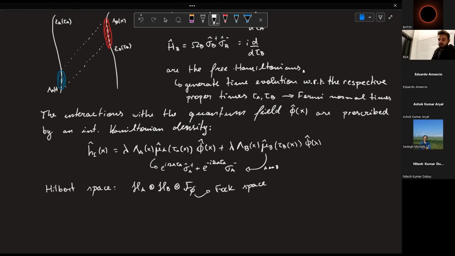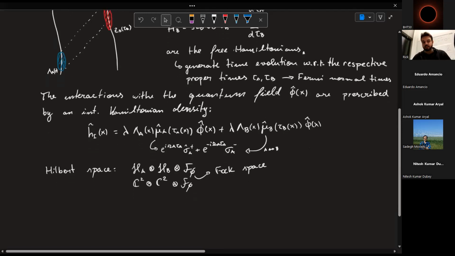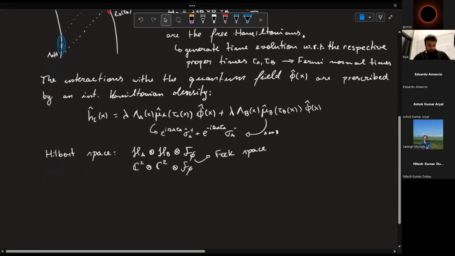But if you want to, just keep in mind where these things are defined. Basically there's always a tensor product here, right? This first term has a tensor product with B, and there's the identity acting in the Hilbert space of B. In the second term, there's the identity acting in the Hilbert space of A. So this is a C2 times C2 system. And then in the end, we have the quantum field, right? That's basically what our Hilbert space is.